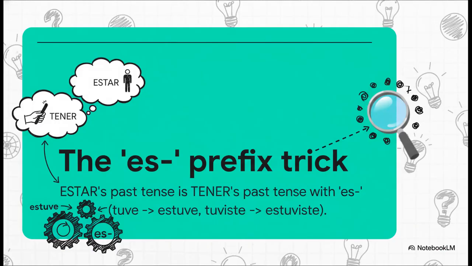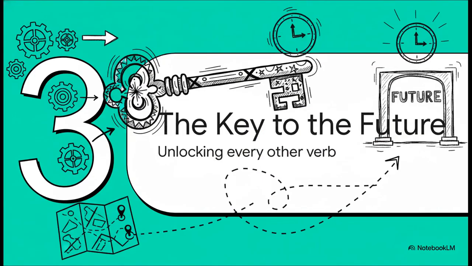Okay, let's look at our other 2 suspects. Tener, to have, and estar, our other to be. Their past tenses, tuve and estuve, look almost the same. In fact, if you learn the past tense for tener, you pretty much automatically know the past tense for estar. All you do is add s to the beginning. So tuve becomes estuve. Tuviste becomes estuviste. It's another hidden pattern, another perfect little shortcut. So we've found these amazing shortcuts hiding in the past.